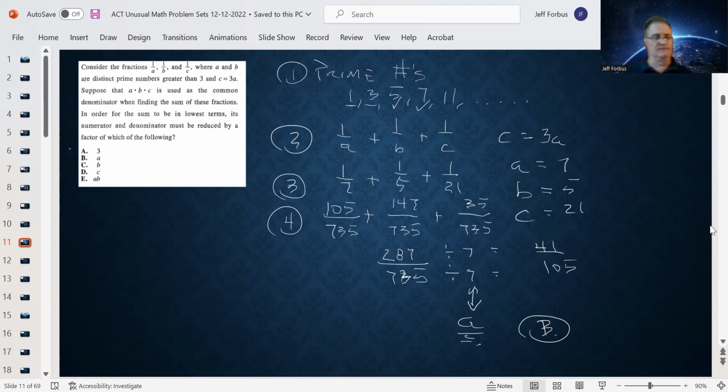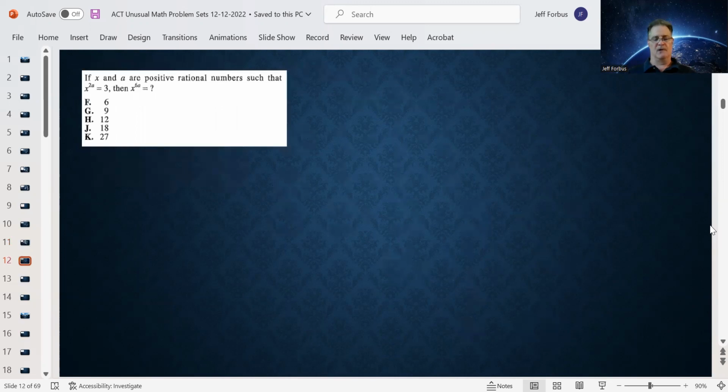Okay, so what's our next one? A couple more and we'll be finished. Okay, so the next one is this. If x and a are positive real numbers such that x to the 2a is equal to 3, then x to the 6a is equal to what? So x to the 2a is equal to 3. They tell us this. Then x to the 6a must be equal to what value?